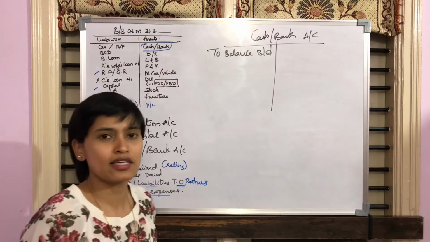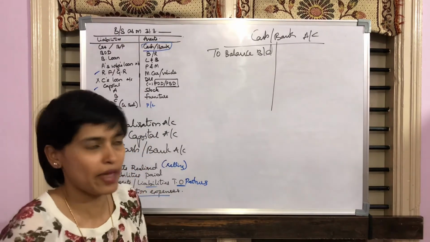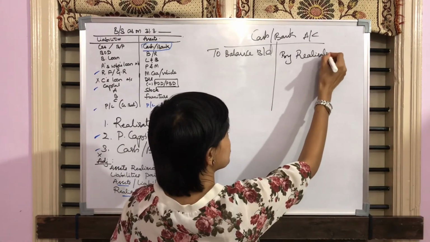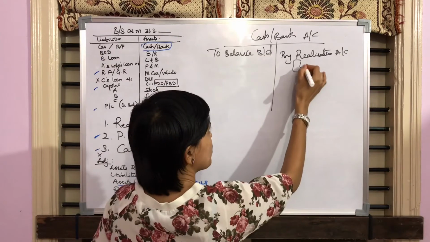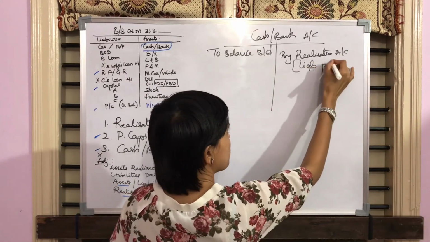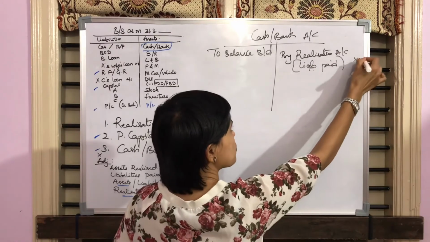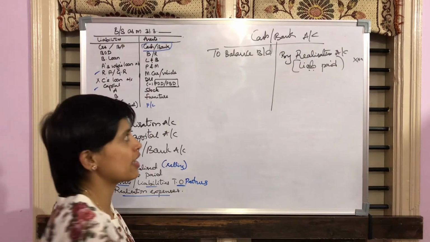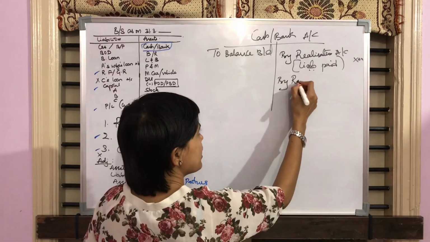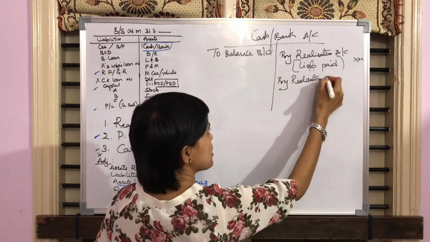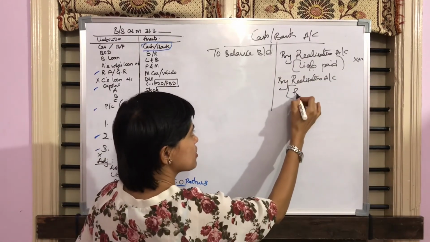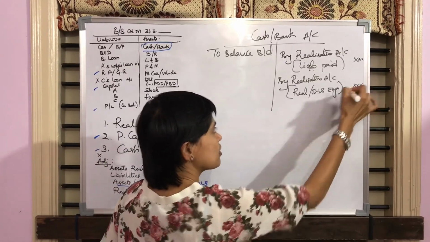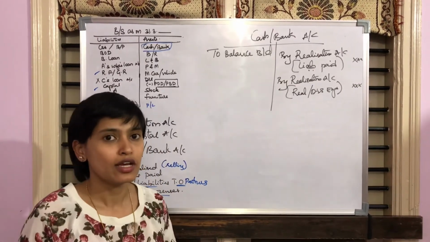The first item is the liabilities that are being paid. So what you will do is write it as by realization account, liabilities paid, whatever the amount that you have, you will write it in cash or bank account. The next item on the debit side is realization expenses. So write it as by realization account, nothing but the realization or dissolution expenses, write the amount. These are the two things on the debit side.